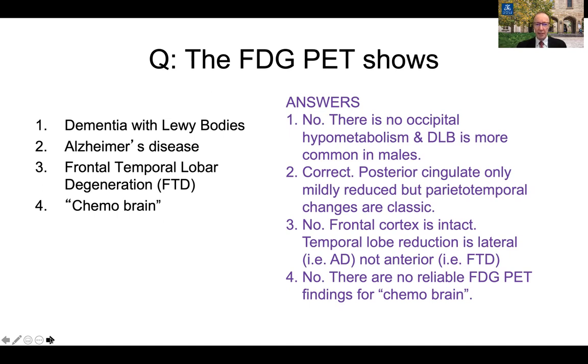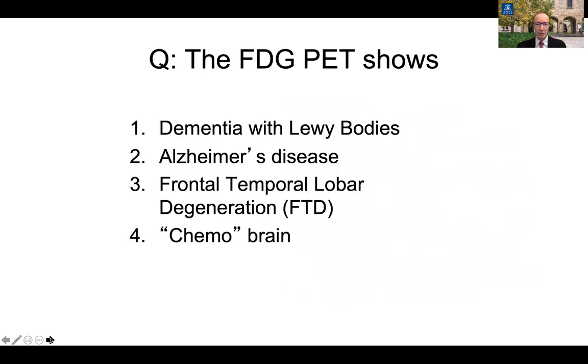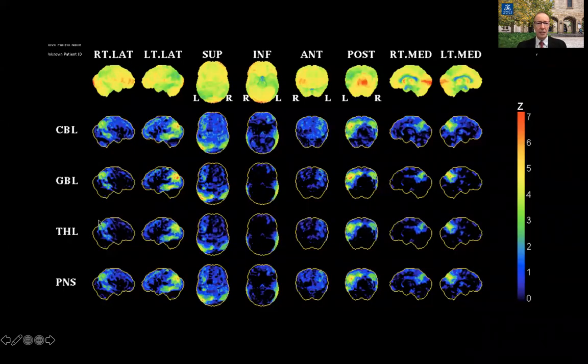Two, is this Alzheimer's disease? Correct. The posterior cingulate is only mildly reduced in this case, but the parieto-temporal changes are classic. Let's go back and have another look. As we can see here, bilateral parietal temporal, slightly asymmetric, worse on the left, and we've got precuneus and some posterior cingulate reduction. And there's a very mild amount of frontal reduction with some sparing of sensory motor cortex.